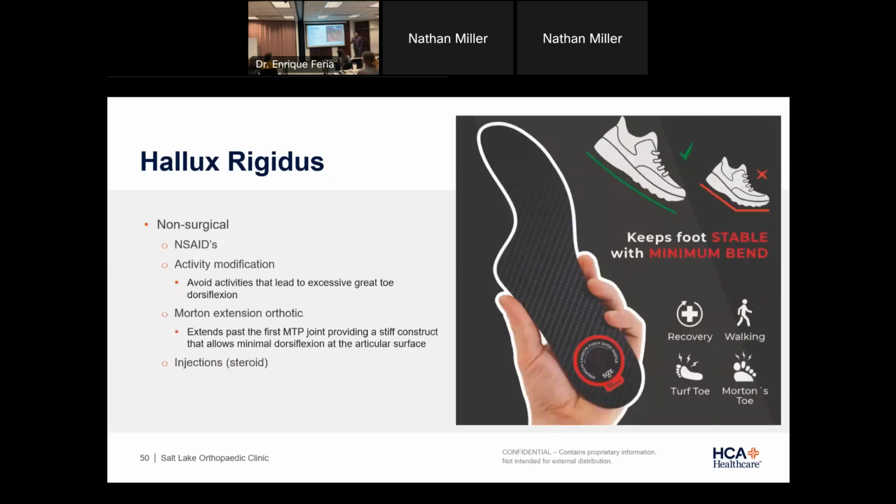Treatment, again, always start non-surgical, and kind of similar to your ankle arthritis, it revolves around injections, anti-inflammatory drugs. It helps to try and avoid activities that lead to too much flexion of your toe upwards. And they make this special orthotic called a Morton extension orthotic, which is pictured here. It extends past that big toe and kind of helps minimize the amount of motion across your big toe, which can be helpful in like the early cases of great toe arthritis.